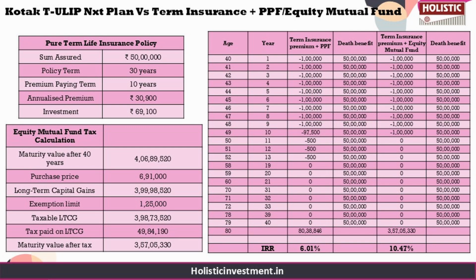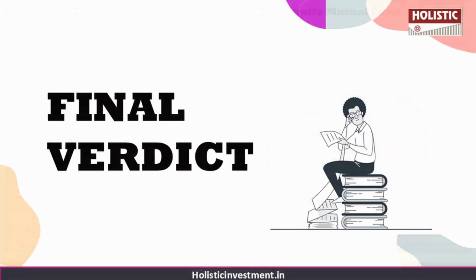So both strategies not only generate a significantly higher corpus but also provide better transparency and flexibility. The IRRs in these alternatives beat inflation and are better aligned with the level of risk taken, something that the Kotak policy fails to deliver. So what is the final verdict then? Is investing in the Kotak T-ULIP Next plan worth it or not?